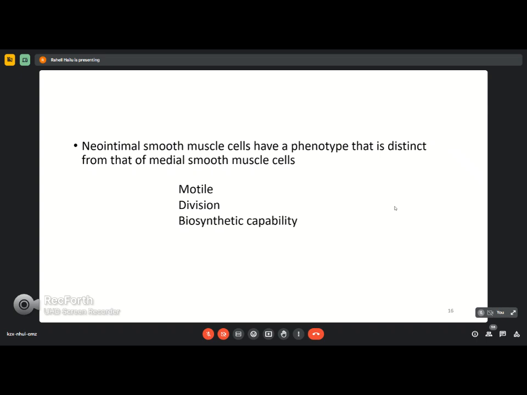The new intimal cells are those smooth muscle cells that have divided from the media and entered into the subendothelial connective tissue, the intimal space. And they are motile, they can move about. They are actively dividing cells, and they have the ability to synthesize extracellular matrix components like the collagen and elastin we've talked about.